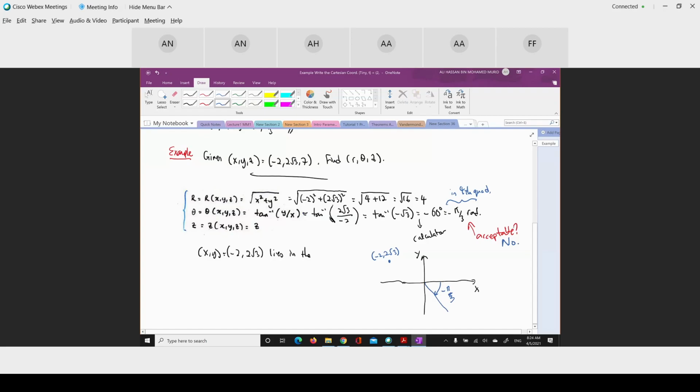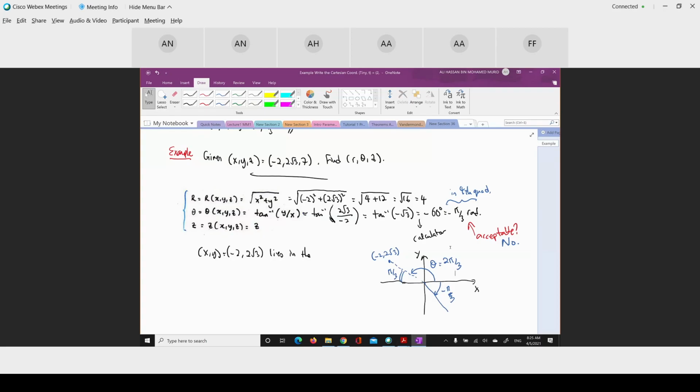However, the value given by the calculator can help us determine the right angle. So we know that the angle here is pi over 3. And therefore, the correct angle here is theta equal to 2 pi over 3. So this is the correct angle for theta. It is in line with the position of the given point.